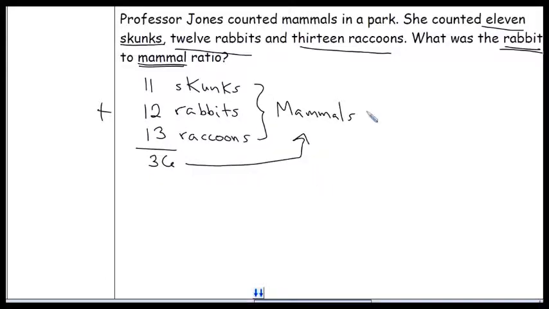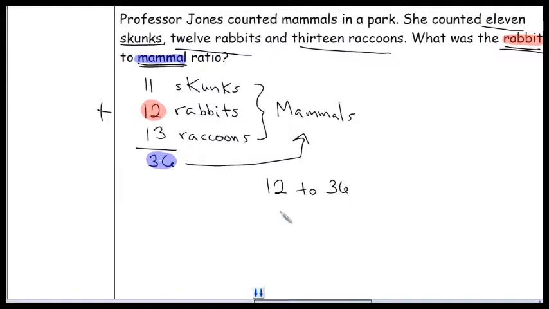So now we can write the ratio of rabbits to mammals. The first word they give us is rabbits. The second term that they want us to write is mammals. So the first thing I'm going to write is the number of rabbits right here, this 12, and then the number of mammals, which is 36. So to answer their question, the ratio is 12 to 36.